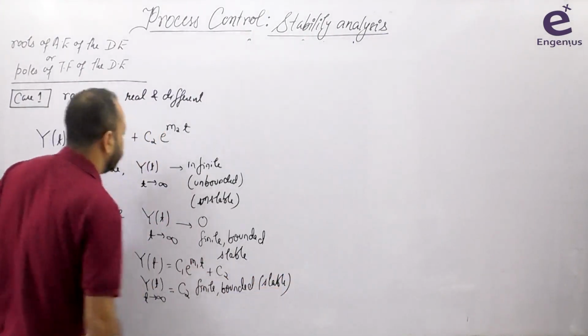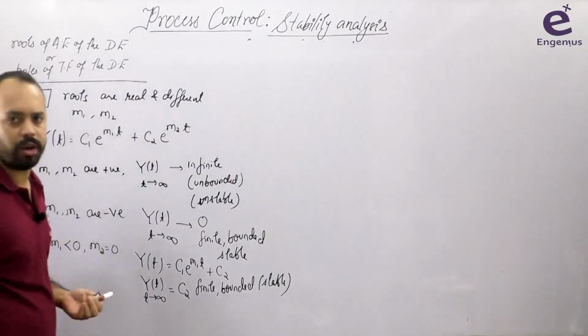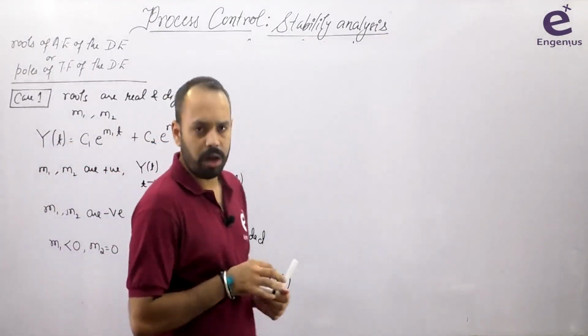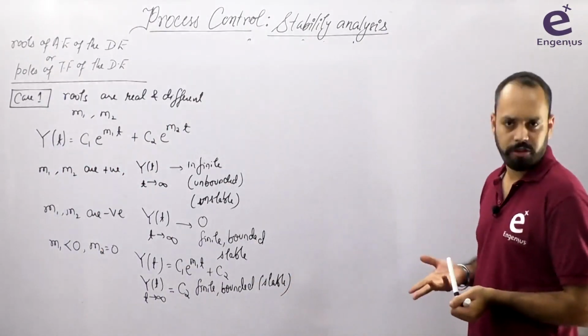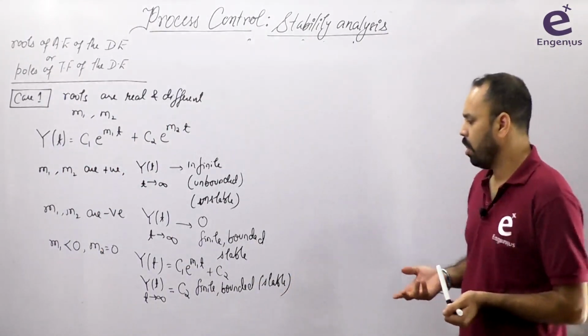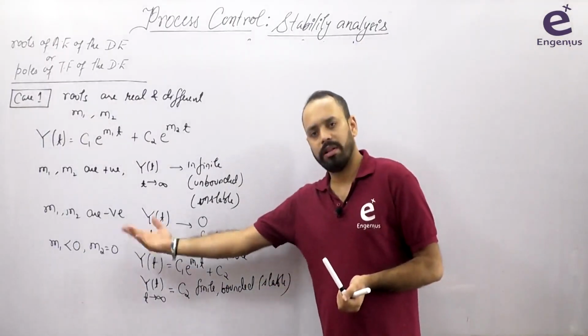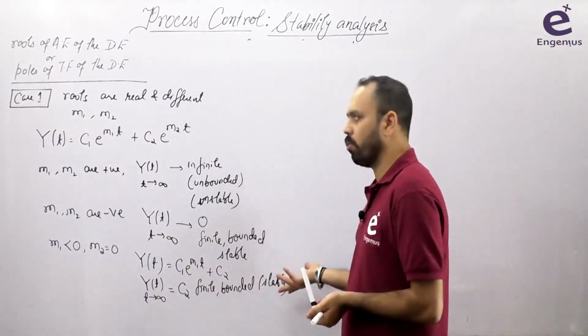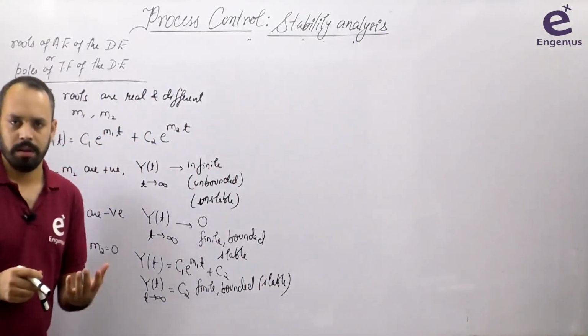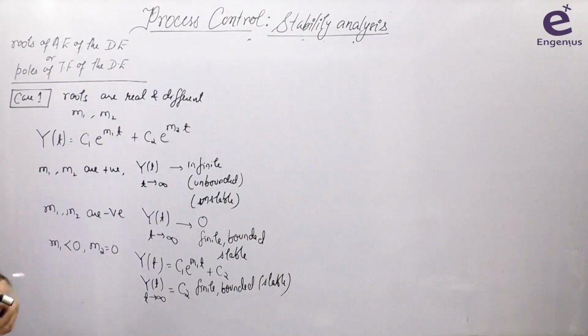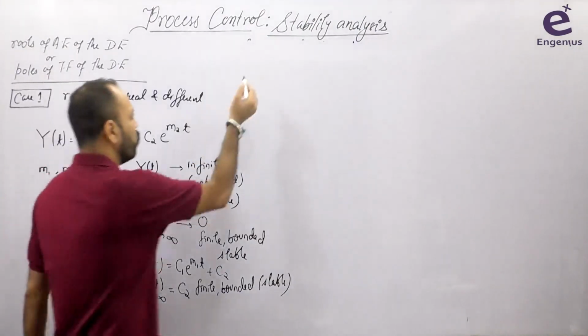See, many cases I have discussed here. What is your conclusion right now? If the poles are negative, then the system was stable. If one of the poles is negative and the other is 0, then also the system is coming out to be bounded, so stable. Fine. This is how you check whether the system is stable or not.